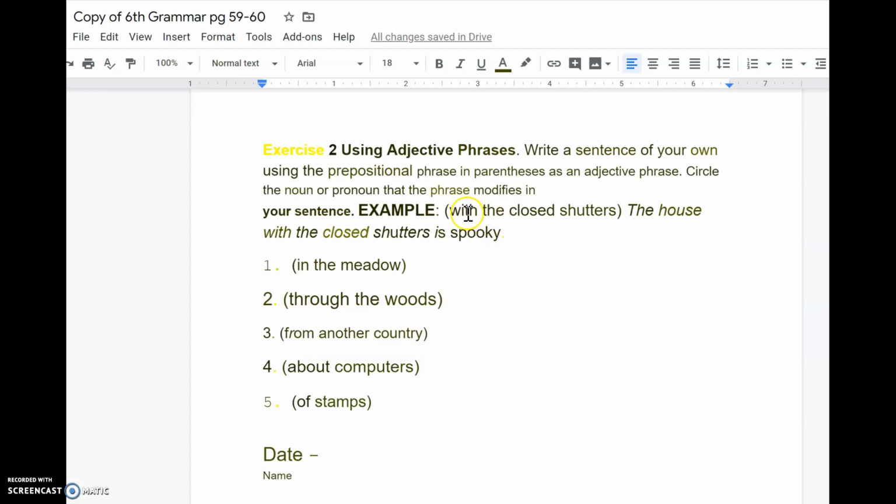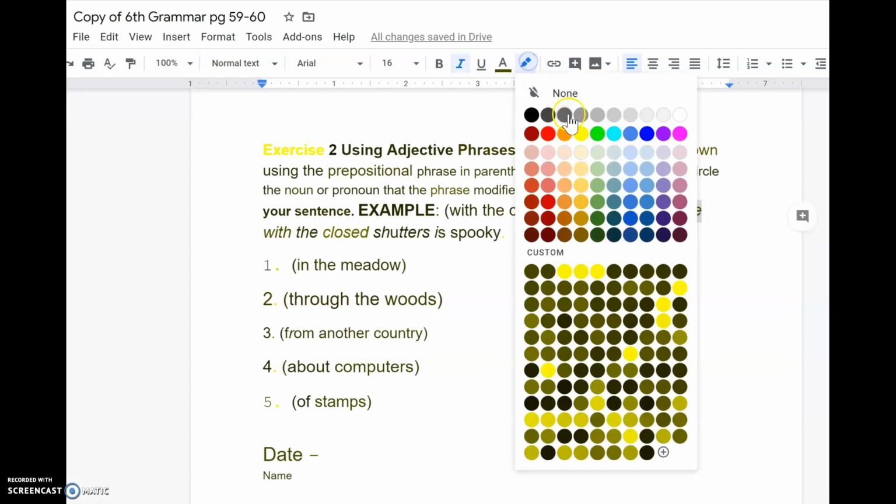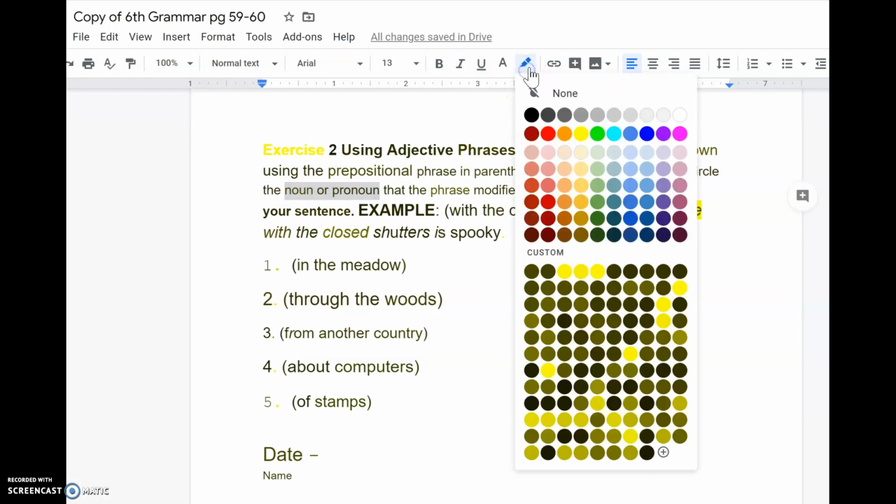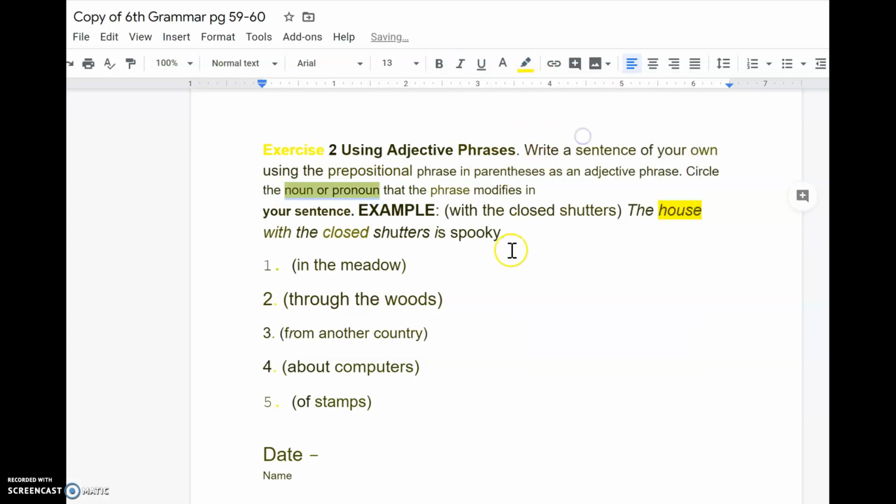So they gave an example with the closed shutters. I need to think of what could have closed shutters. They said the house with the closed shutters is spooky. So I am going to circle or highlight, because I'm in my document, house, because that is the noun or the pronoun. And then I need to underline the prepositional phrase, which was what they gave us, with the closed shutters.